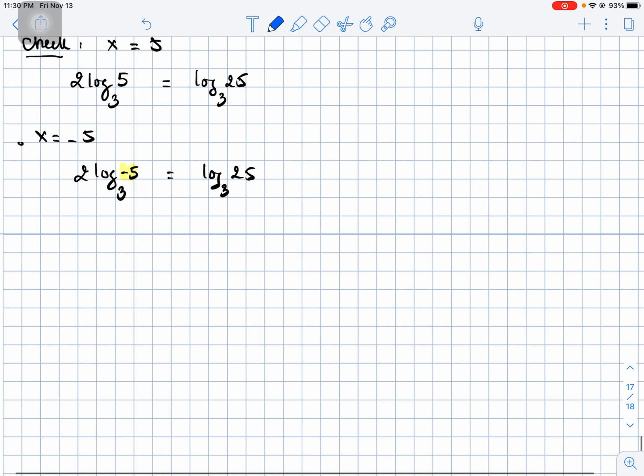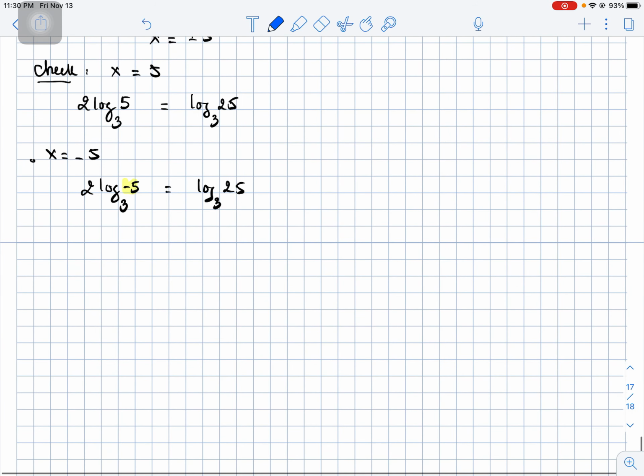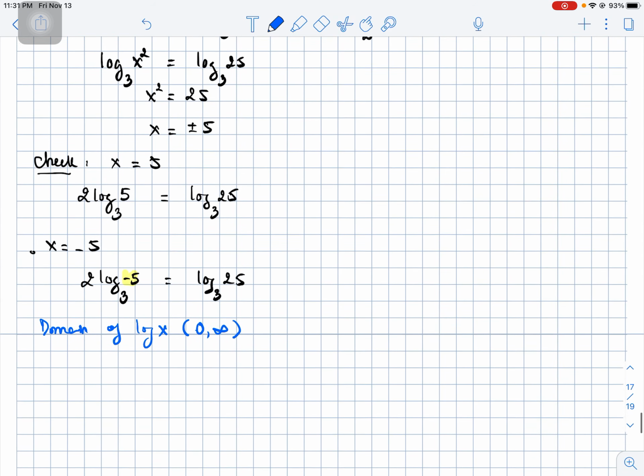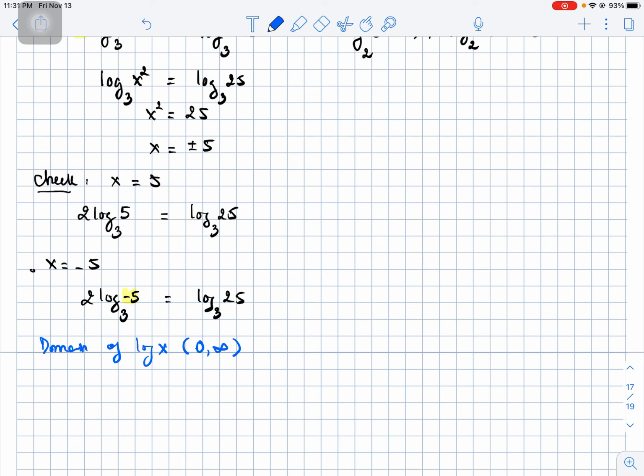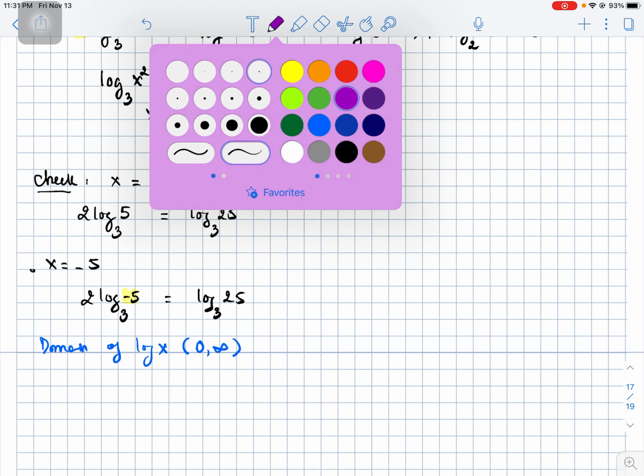Now we recall the domain of the log. The domain of the log is from 0 to infinity. That means for log of x, the x is the argument, so x must be greater than 0. So in our problem, negative 5 is the argument and it is not in the interval from 0 to infinity, so it does not work. And if you use the calculator, use the change of base formula and use negative 5, it won't work.